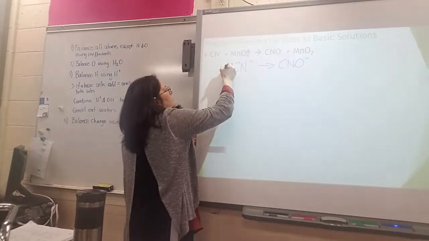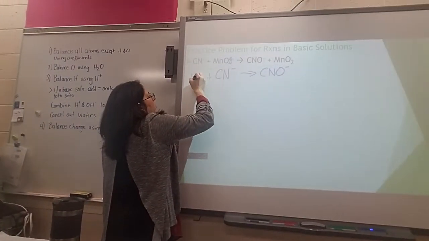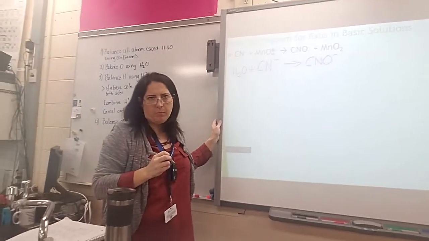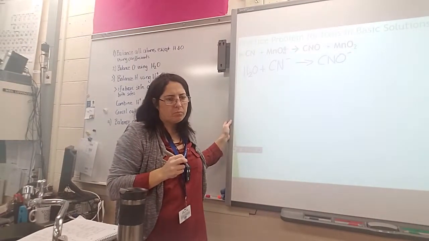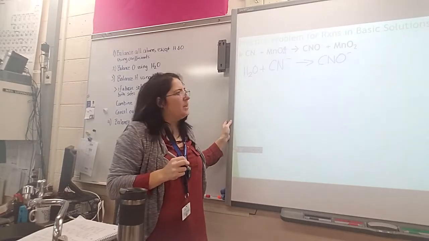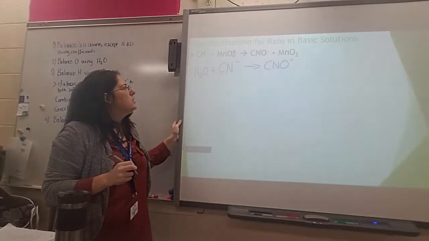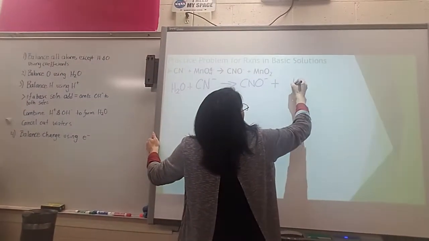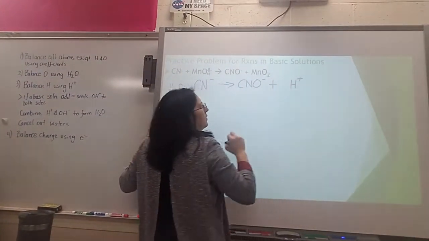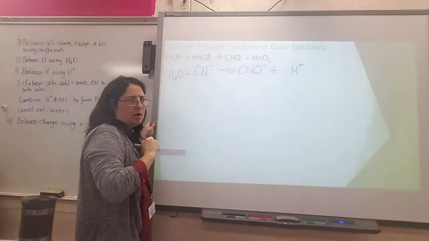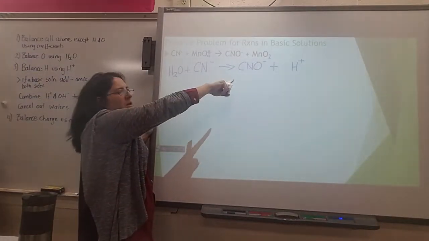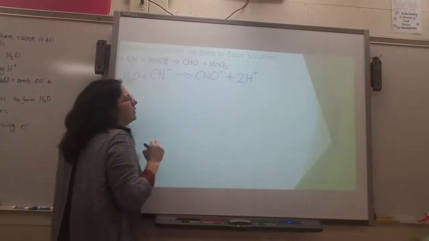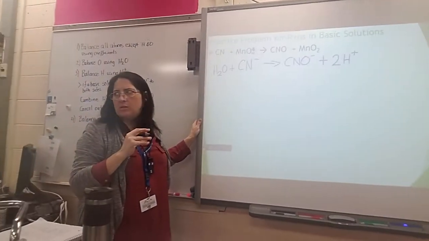Just one. Yep. So I'm going to add a water over here. That gets my oxygens fine. But that gives me hydrogens now. So on this side, I need to put down how many hydrogen ions. How many hydrogen ions am I going to need over there? 2. All right. So that's the way we've been doing it.